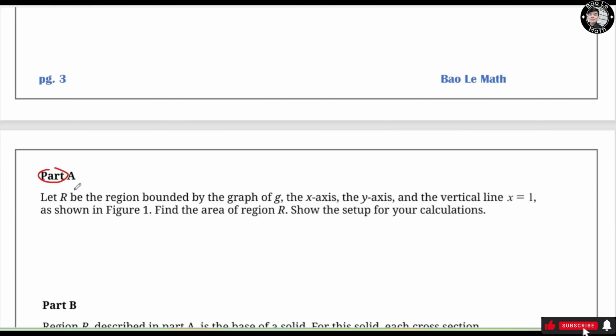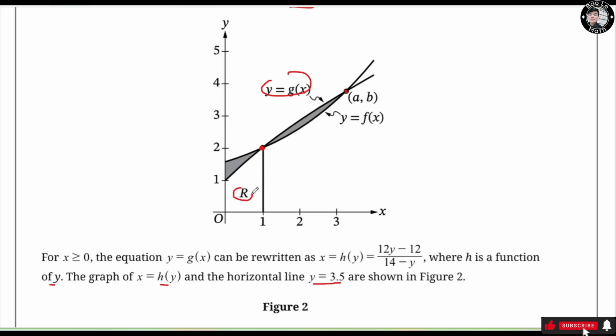Question A. Let R be the region bounded by the graph of g, the x-axis, the y-axis, and the vertical line x equals 1, as shown in figure 1. Find the area of the region R. So, the region R is right here. And you know that the area bounded by the region R and the x-axis is going to be the integral from 0 to 1, right?